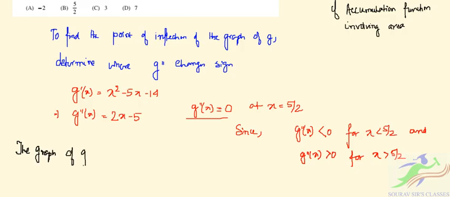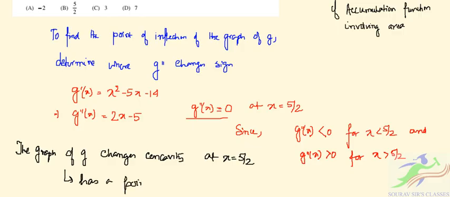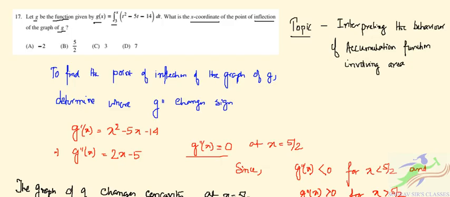this graph of g changes concavity at x equal to 5 by 2. So therefore this graph g has a point of inflection at x equal to 5 by 2. So if we check with the correct option, this is 17b, that is 5 by 2.